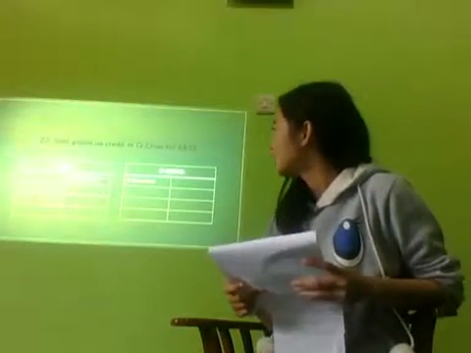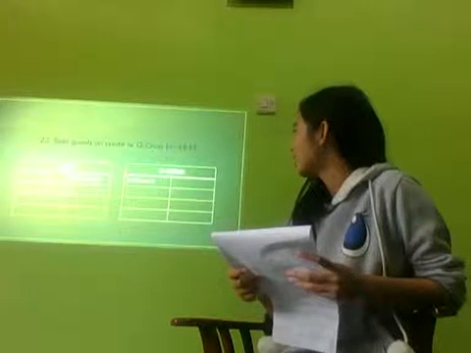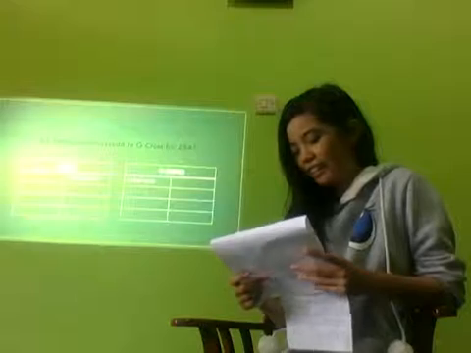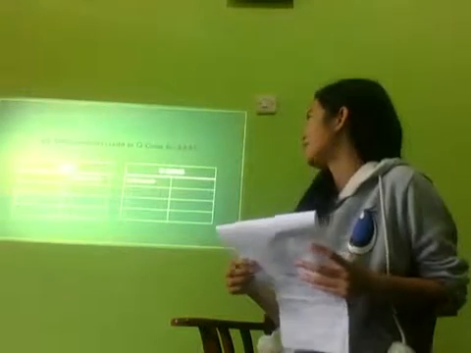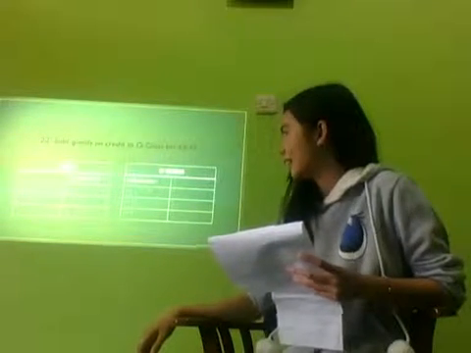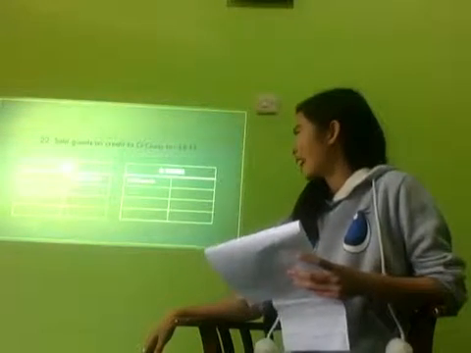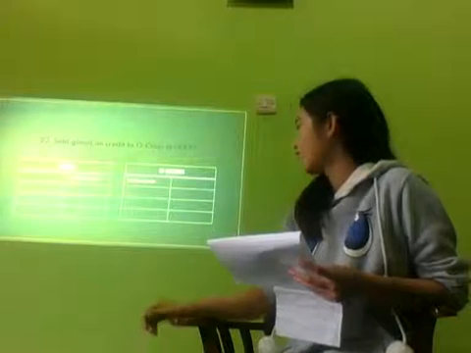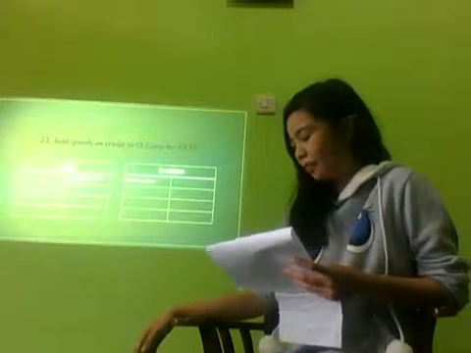Number 23. Sold goods on credit to G Cross for $845. G Cross increased $845 and sales increased $845.